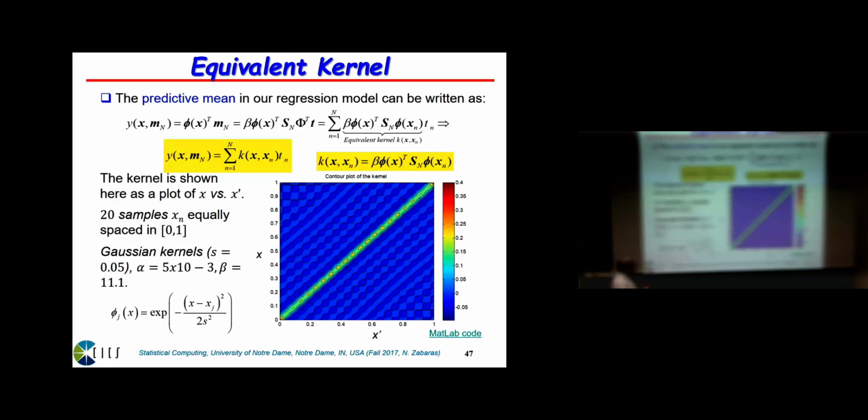I mean, how do you multiply a matrix by a vector? I have done it explicitly. Okay? All right. Now I'm going to name beta times phi of x transpose times Sn times phi of xn. I'm going to name it as k(x, xn). So this is k(x, xn), and I call this my kernel.